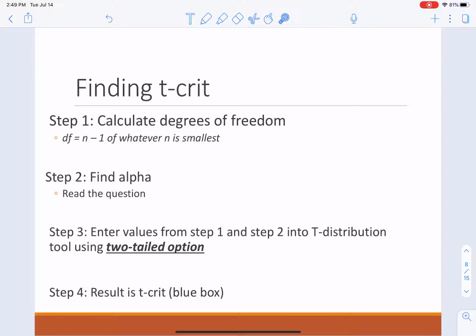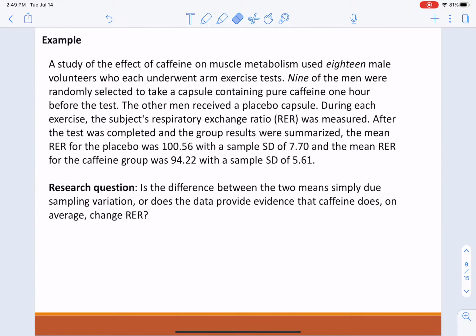And then you find the alpha that's given to you. It's almost always 0.05. Very cool. And then you do the same process as the last time, right? Which is not too bad, I promise. And I'll show you a real example here in just a second after this video. But let's see how everything works out as far as the whole process goes.